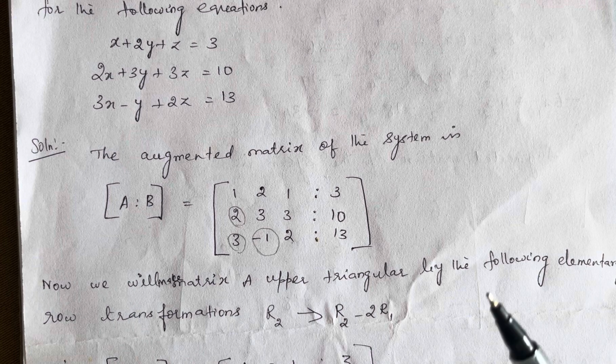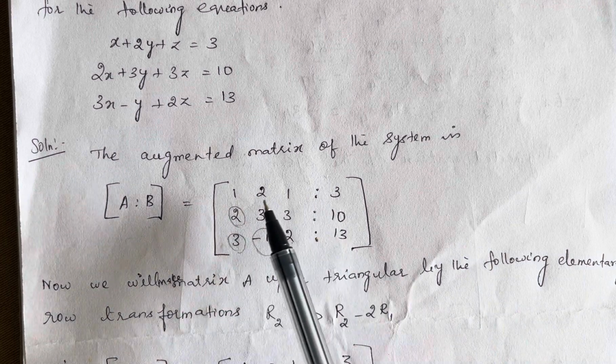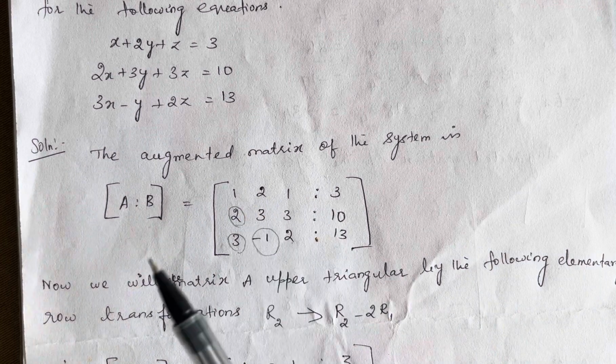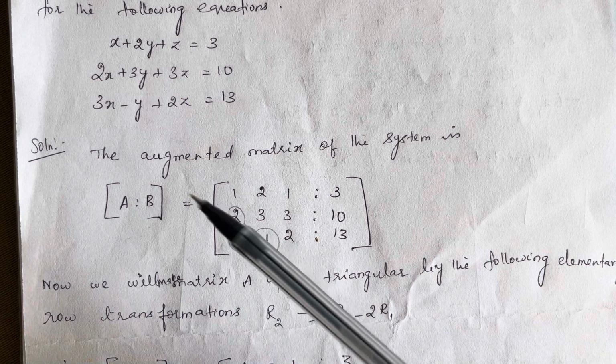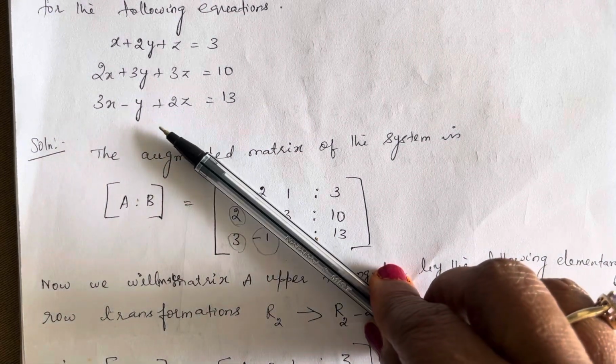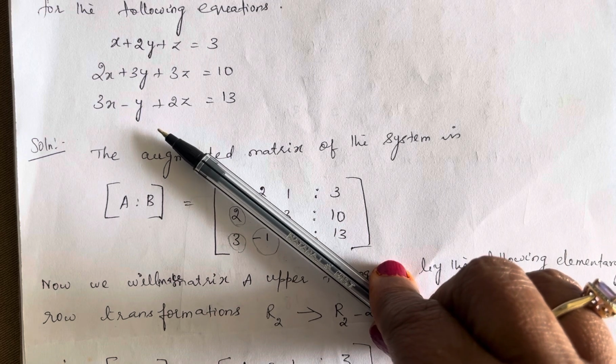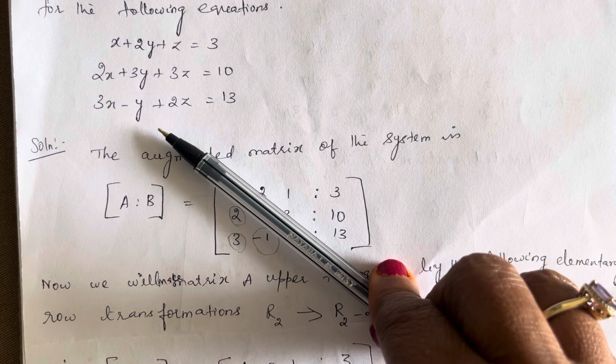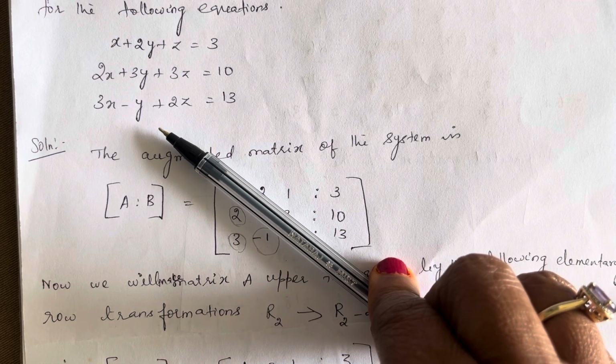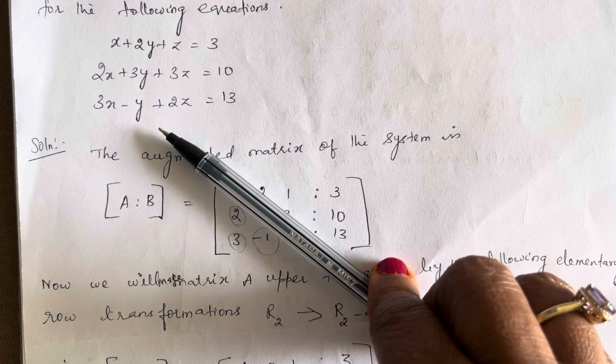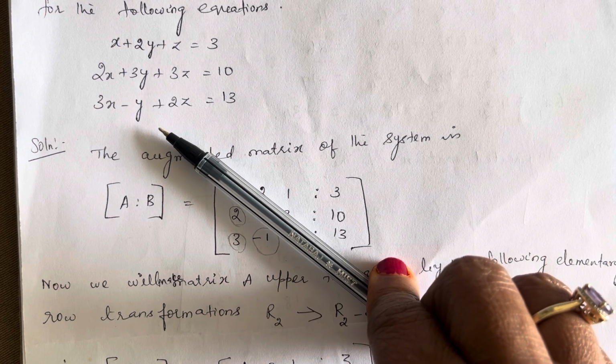Now the next step is we have to make the matrix A into an upper triangular matrix. Upper triangular matrix means this is the principal diagonal: 1, 3, 2. That's going to be the principal diagonal. So the elements below the principal diagonal, that is your 2, 3, minus 1, you have to make 0. Then we will be able to solve the given system of equations.